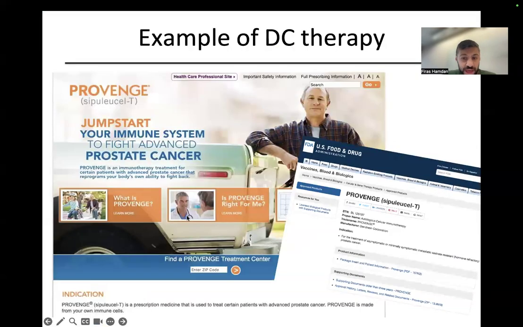So dendritic cell therapy is a huge kind of therapy that's going into the clinic. One of them that's now used for prostate cancer is called Provenge, sipuleucel-T. It's literally dendritic cells that you feed with tumor peptides coming from prostate cancer. They use it. It's quite good.